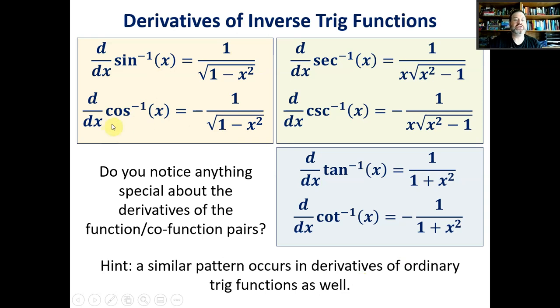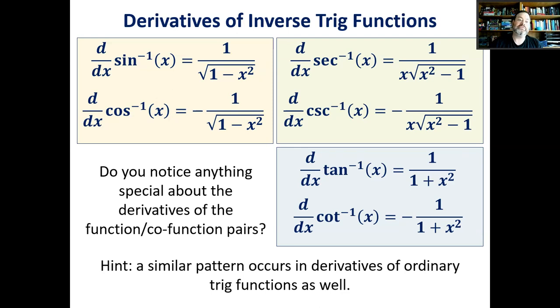So it turns out that this co-function being negative also works for ordinary derivatives. If you go back and look at section 2.3 or 2.4, oh no, it's 2.4, when we did it, derivative of cosine is negative sine, right? Derivative of cotangent is negative cosecant squared. So it turns out that co-functions are always negative. So it's a nice rule that always works.